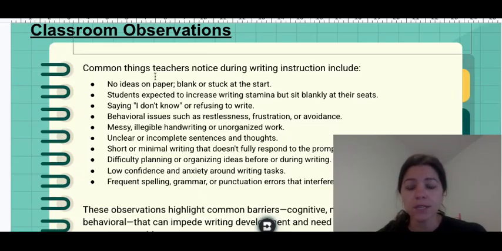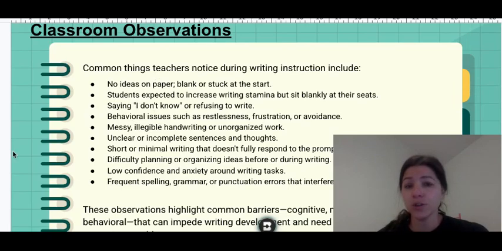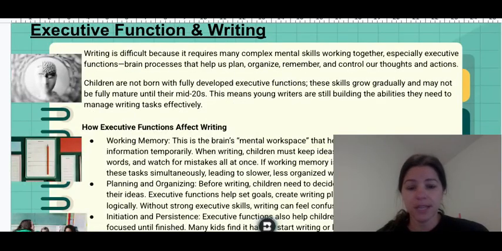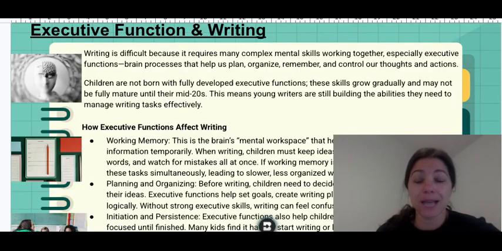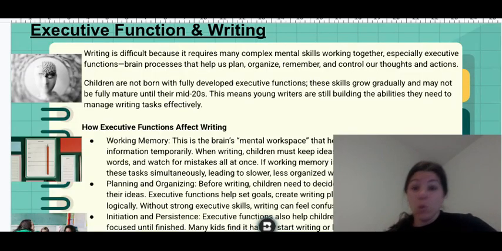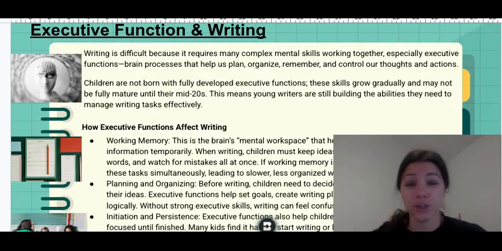And so a lot of those things that you're noticing are because our students really need support with their executive functioning skills. Now when we think of executive functioning skills, we're really thinking about how we plan, how we organize. We're thinking about our persistence. We're thinking about our working memory, because writing is difficult, right? And we know that even as adults, writing can be difficult if you have to write about a topic you don't know a lot about, or if you just don't know how to organize your writing. It requires complex mental skills, and they all have to work together.